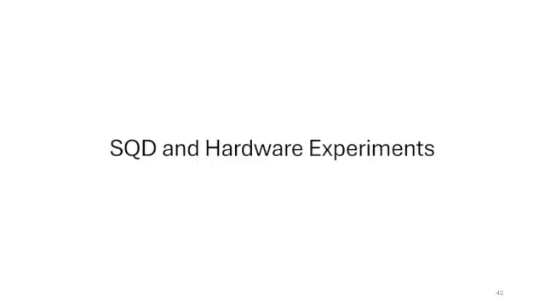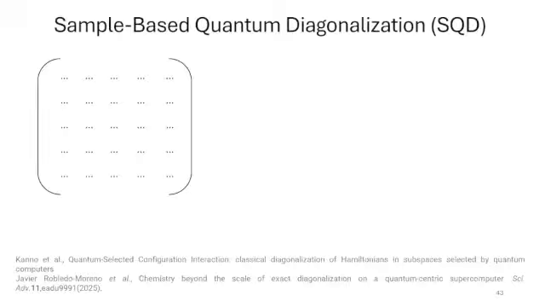Finally, I want to briefly introduce a method that we implemented on hardware recently. This is called sample-based quantum diagonalization, or SQD, also known in the literature as quantum selected configuration interaction, or QSCI. So the idea is we have this exponentially big Hamiltonian matrix. And ideally, we would want to diagonalize it to obtain the eigenvalues and eigenstates. These would be the solutions to the Schrödinger equation. But performing diagonalization on an exponentially big matrix is hard.